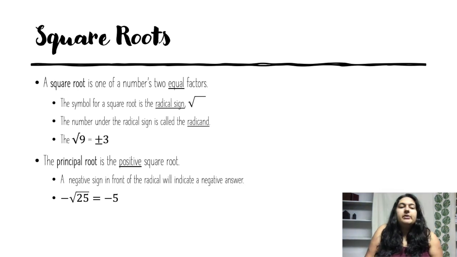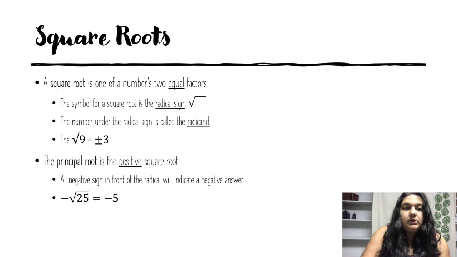Positive square root. If we want to know the negative option of the square root, then we will put a negative sign in front of that radical. So here I have negative square root of 25. That is equal to negative 5. It's important that the negative is outside of the square root.